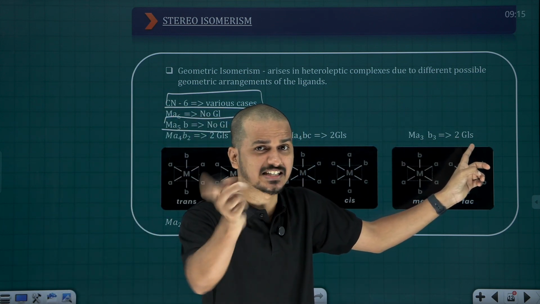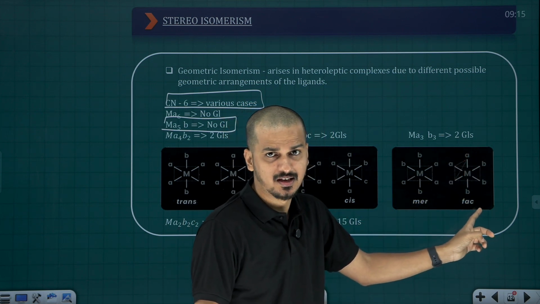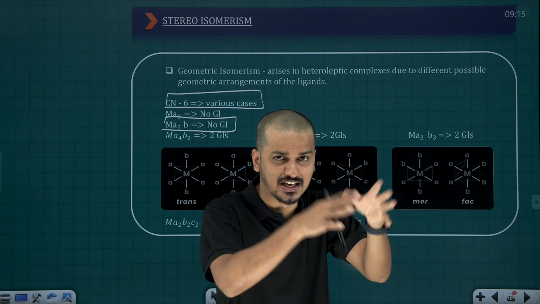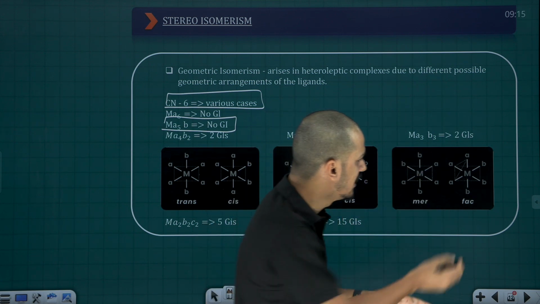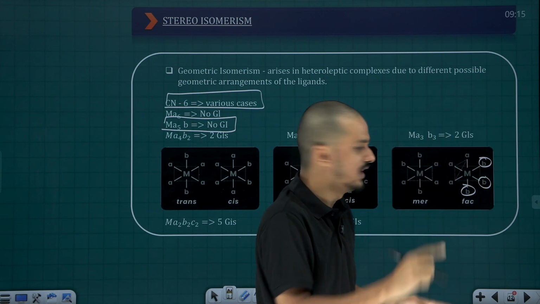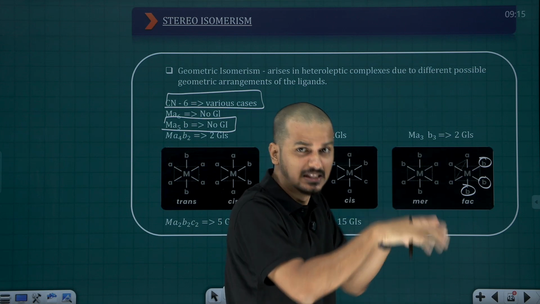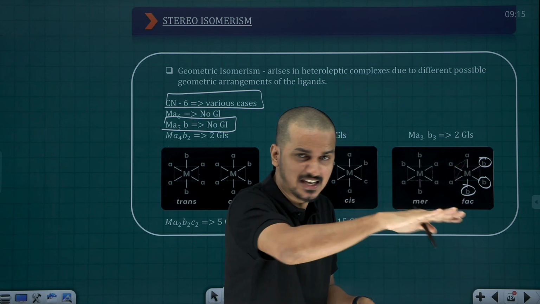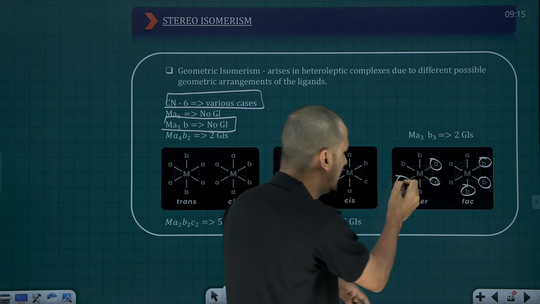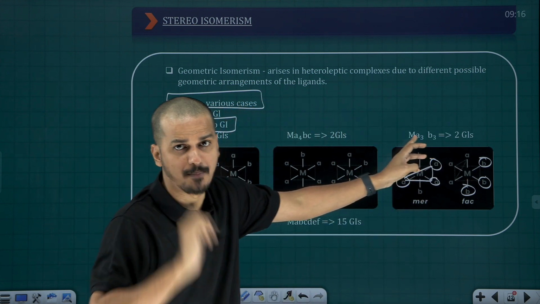Ma3b3 has no cis and trans. Only one special case you learned, that is mer and fac. If all the similar ligands come on one face, two in the same plane and one above or below, that is called facial. If the three ligands come in the same plane, they are called meridional. That is possible only in the case of Ma3b3.